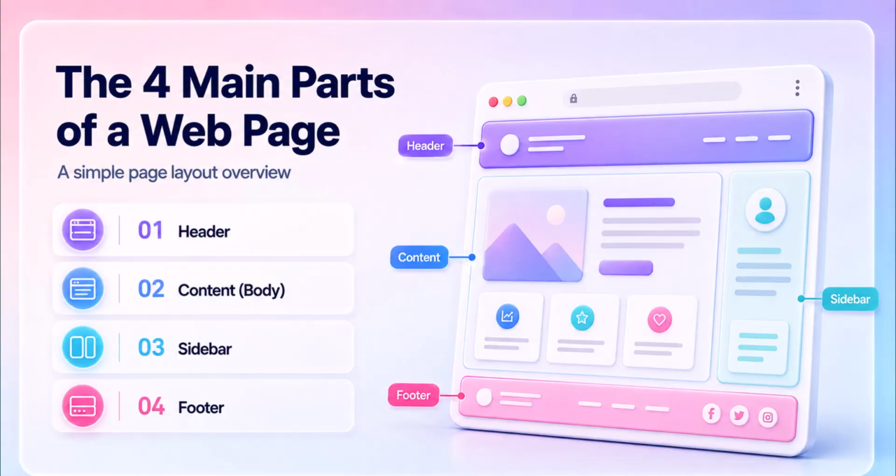So let's repeat this together one more time to make sure it sticks. We have the site header, which we designed step by step. Next comes the site body, or the main content area. Then we have the sidebar, sitting alongside that content. And after all of that, we finish with the site footer.